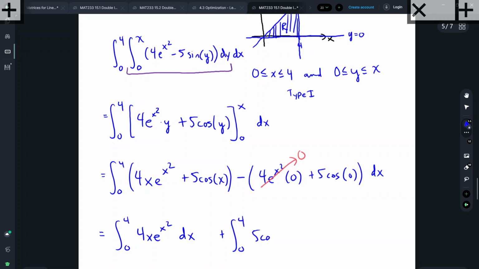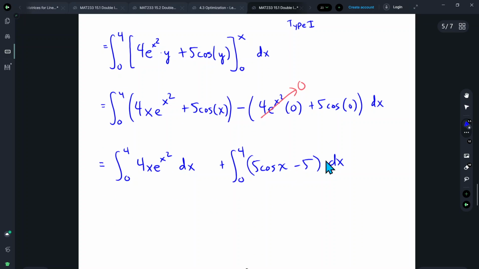So 5 cosine of x, and then this was minus 5, right? Because cosine of 0 is 1. Okay, so let's calculate this integral first, because this is fairly straightforward. This is just an ordinary integral, right? So antiderivative of cosine is sine, and then the antiderivative of a constant is constant times the variable, which in this case now is x.